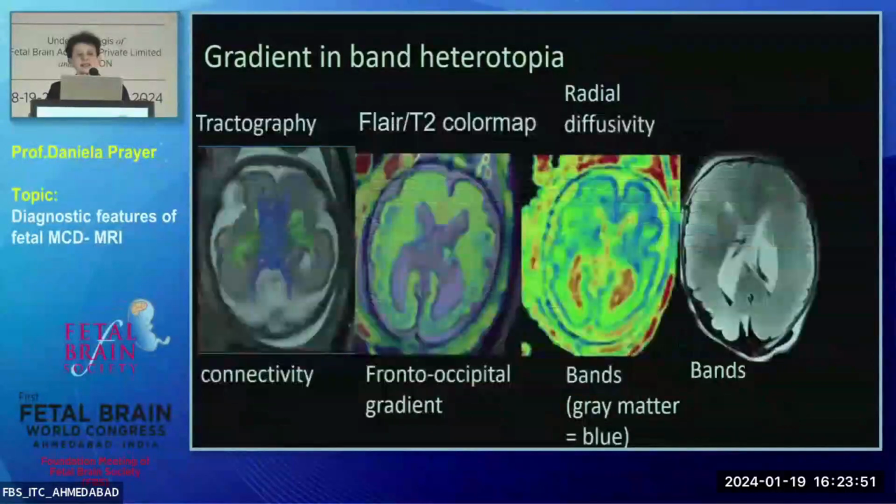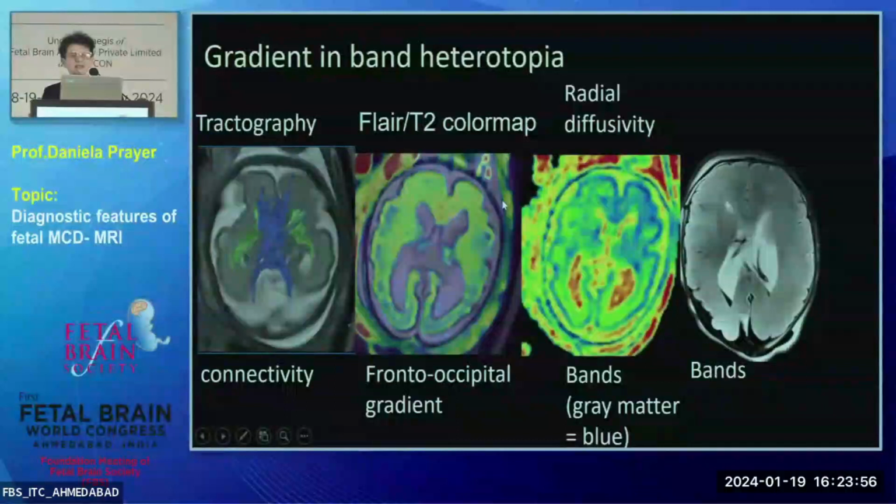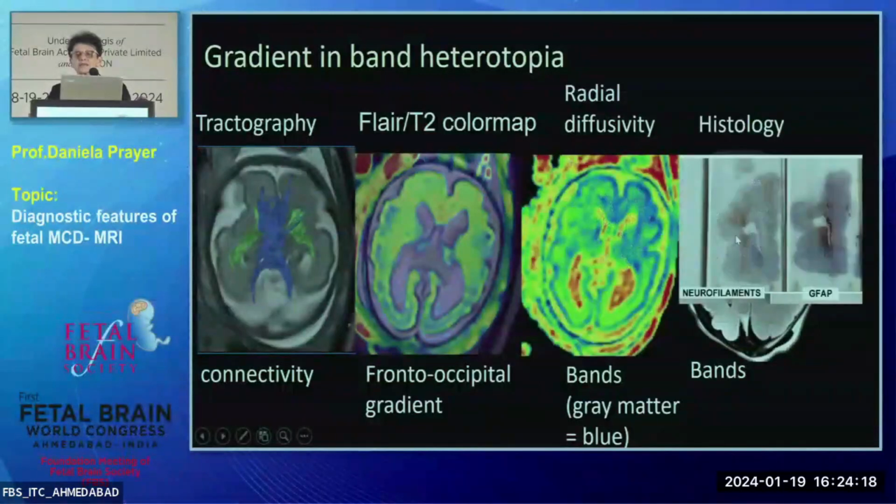Okay, then we went back to our MR images and did some post-processing. That means we did color maps of our FLAIR T2 information and from the radial diffusivity. And here you see in blue, there are clearly lines on both sides, more on one than the other side. And so a termination of pregnancy was done. And here you see the postmortem MRI. And this was the histology proving our suspicion of band heterotopia.